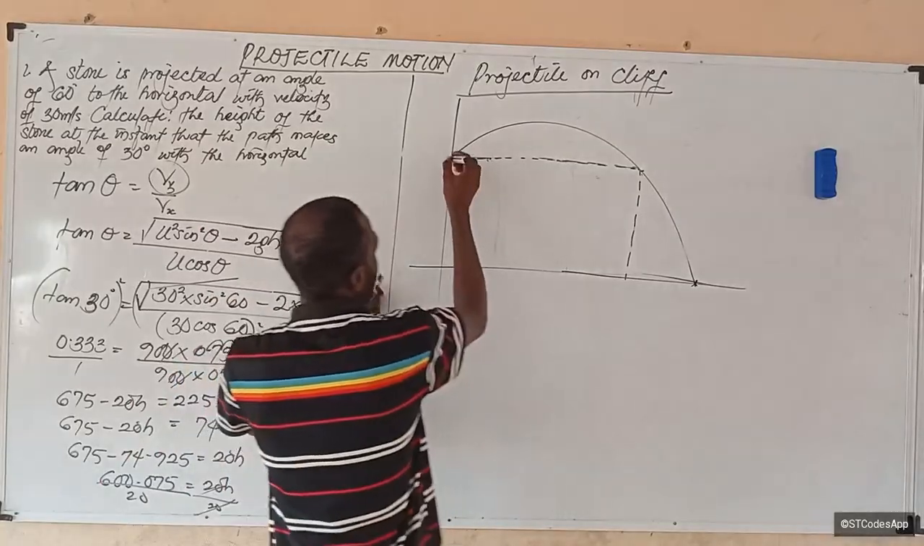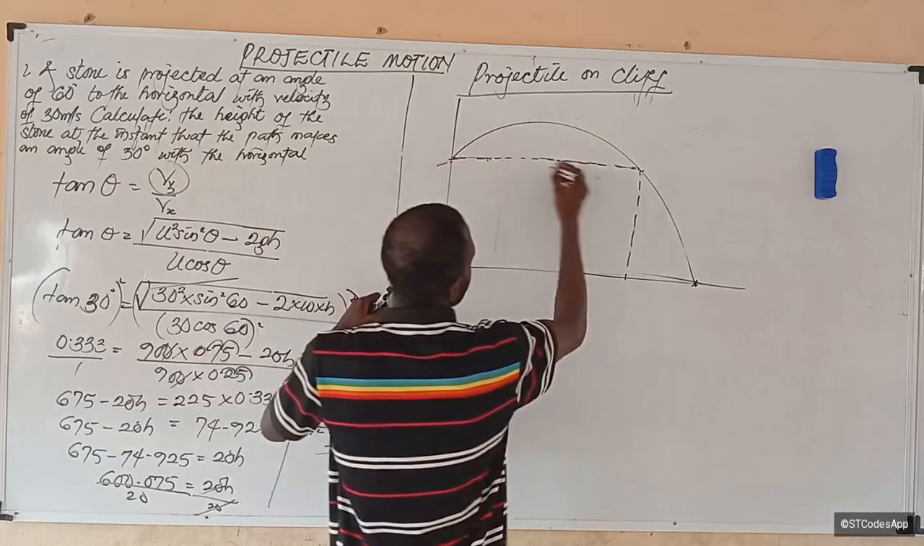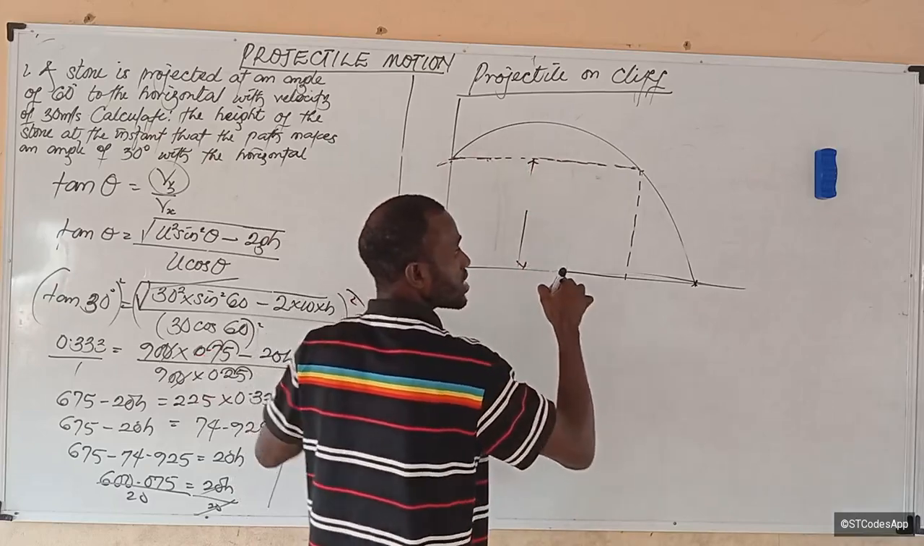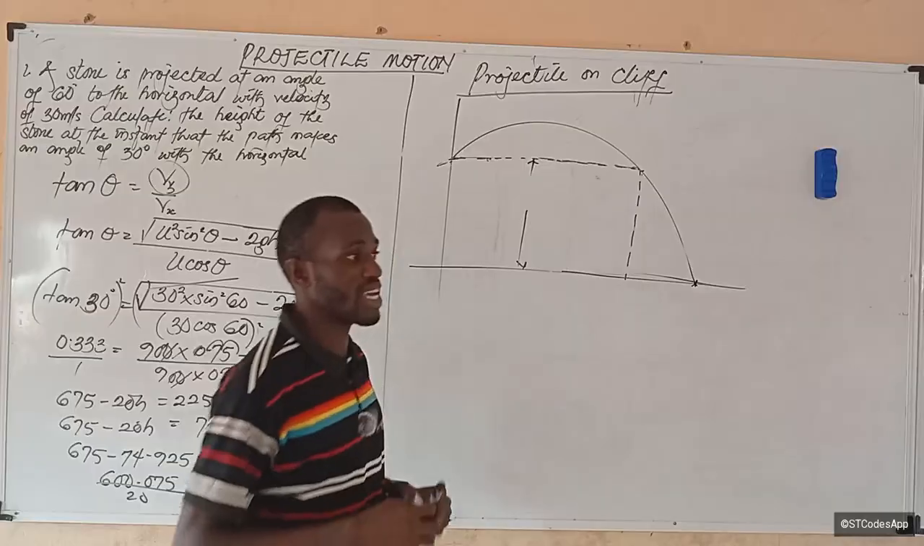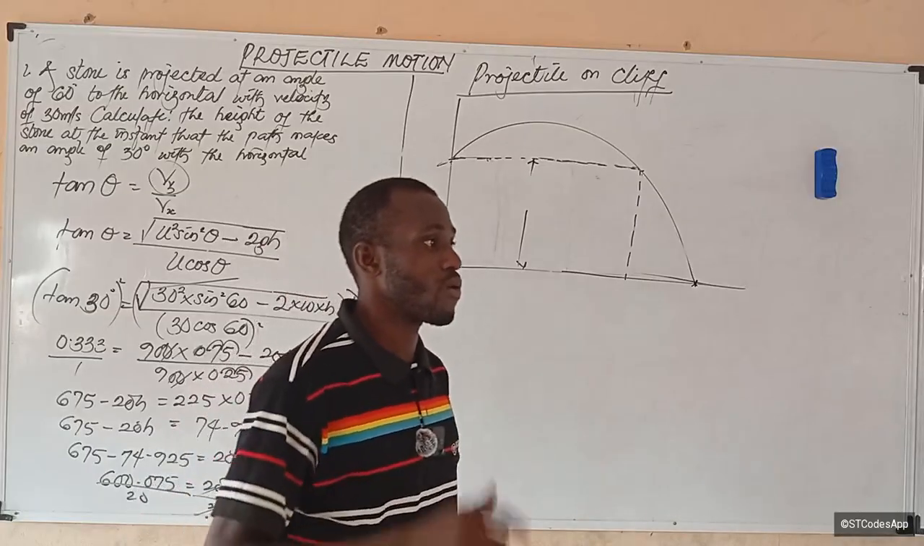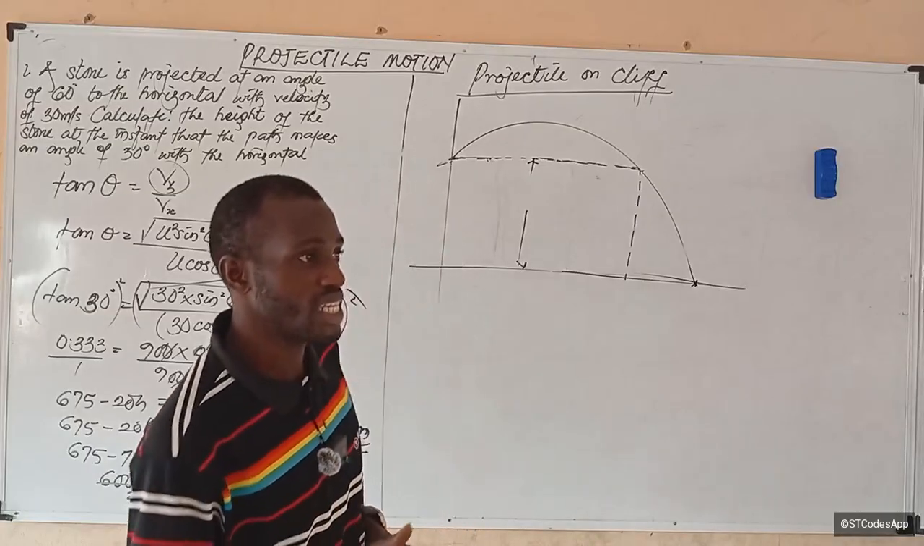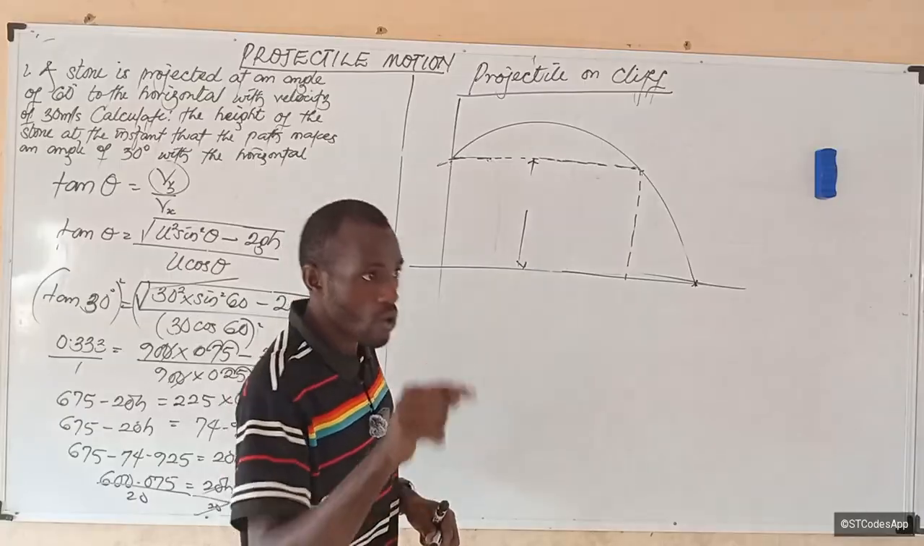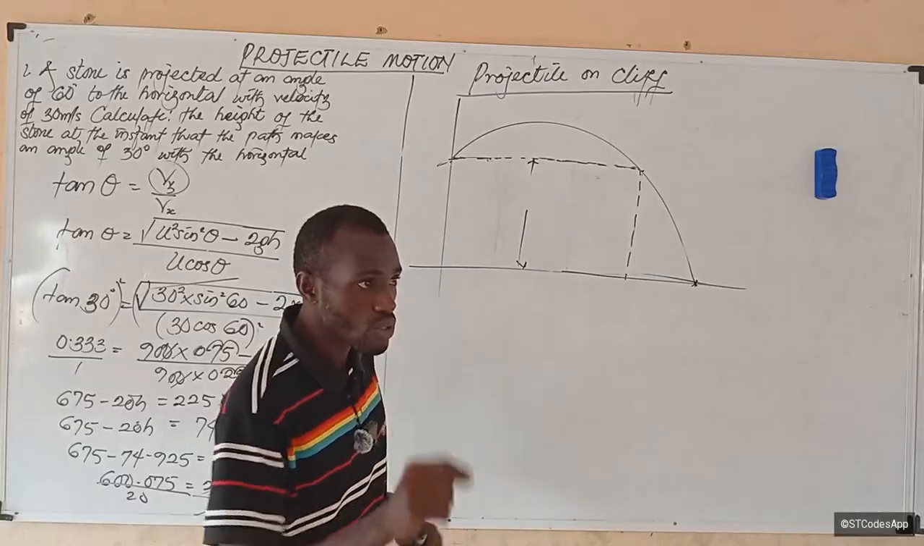Now, you know that this cliff has a height. From this place to this place, let's call it the initial height. We'll call that H1. Is that clear? We'll call that H1. Then, the height that the projectile itself reaches, we'll call it H2.